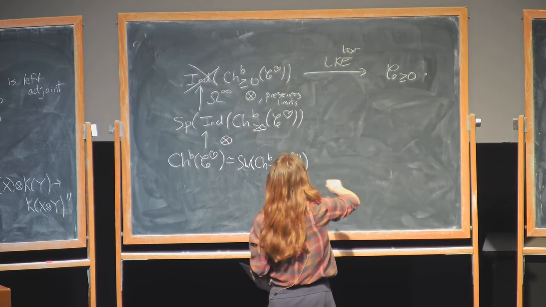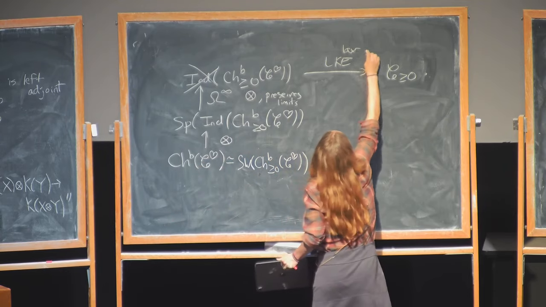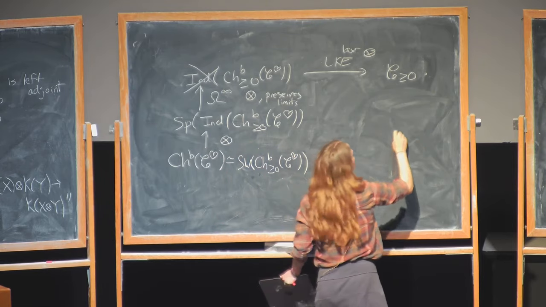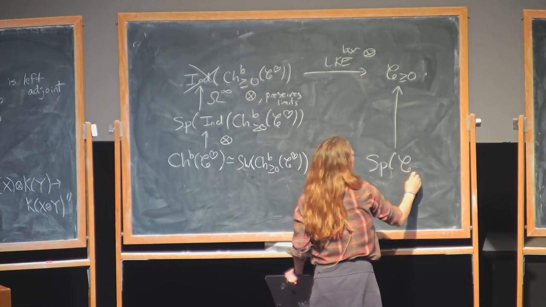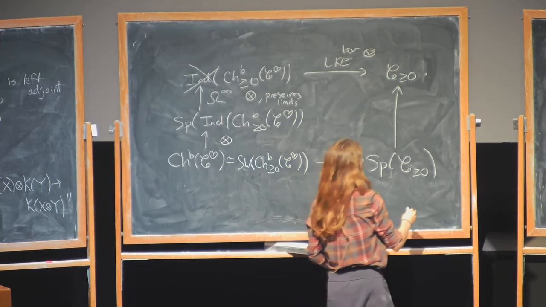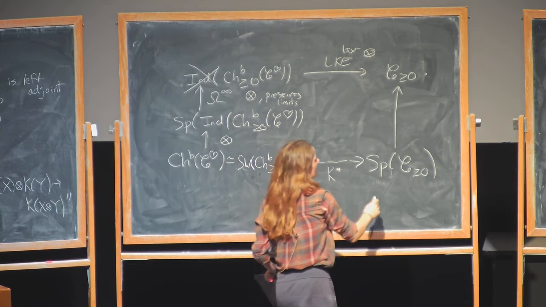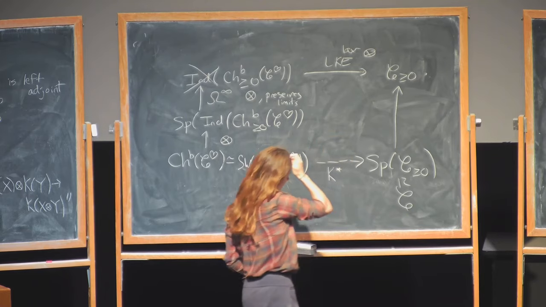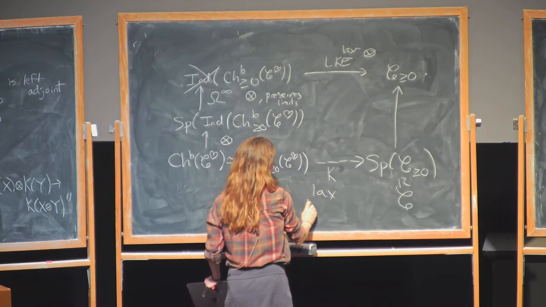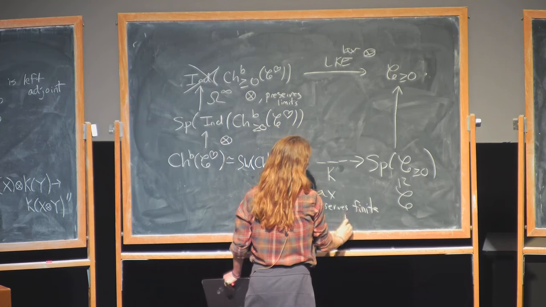So we've got a lax symmetric monoidal functor from a stable infinity category. So that result says that it factors like this. And then the spectrum objects of C greater than or equal to zero are C, and that's what we wanted. So then this is lax and preserves finite limits.